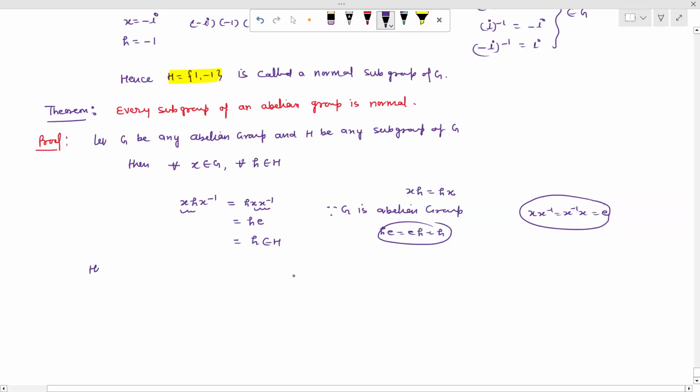Thus x belongs to G, h belongs to H implies that x h x inverse belongs to H. So hence H is a normal subgroup in G. Every subgroup of an abelian group is normal.